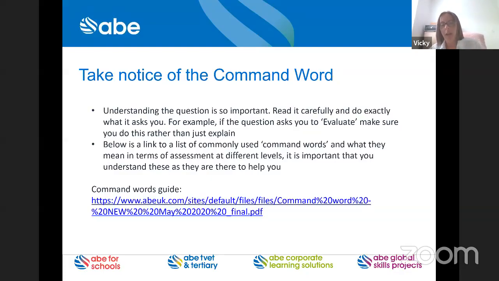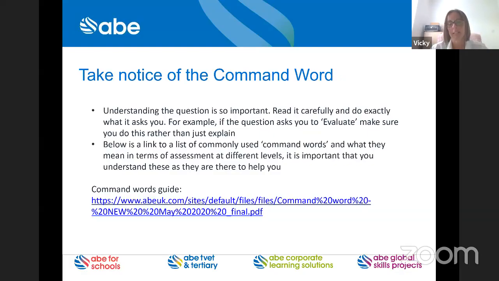I will share these slides with centres, and they will get shared after this session. And there are some links to our command word documents. These are all on the website as well and can be found on the portal. But this is really worth keeping open when you're putting your assignments or your open book exams together.